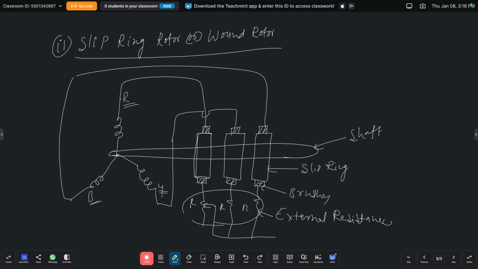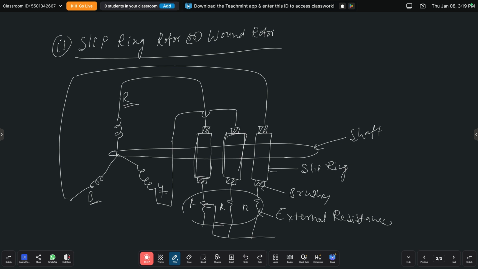These three are the slip rings. This is the construction of the slip ring induction motor. So what is the main advantage of the slip ring induction motors compared to squirrel cage induction motors? This is used where high starting torque is required. Where high starting torque is required, at that time we have to prefer the slip ring induction motors.